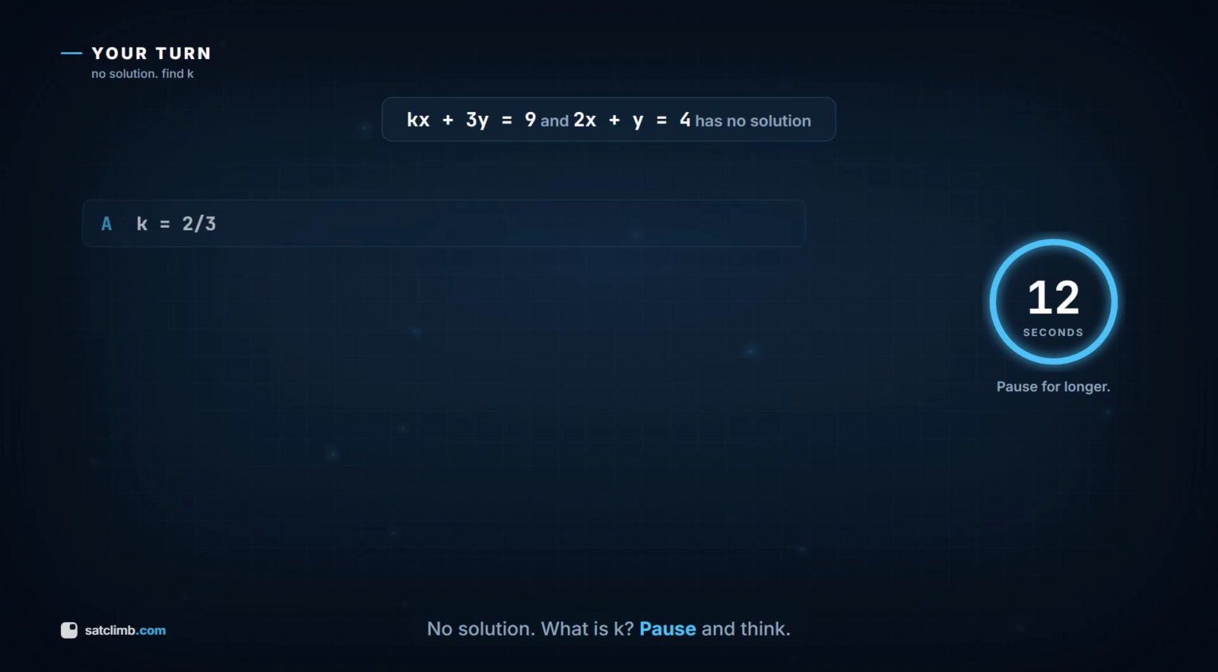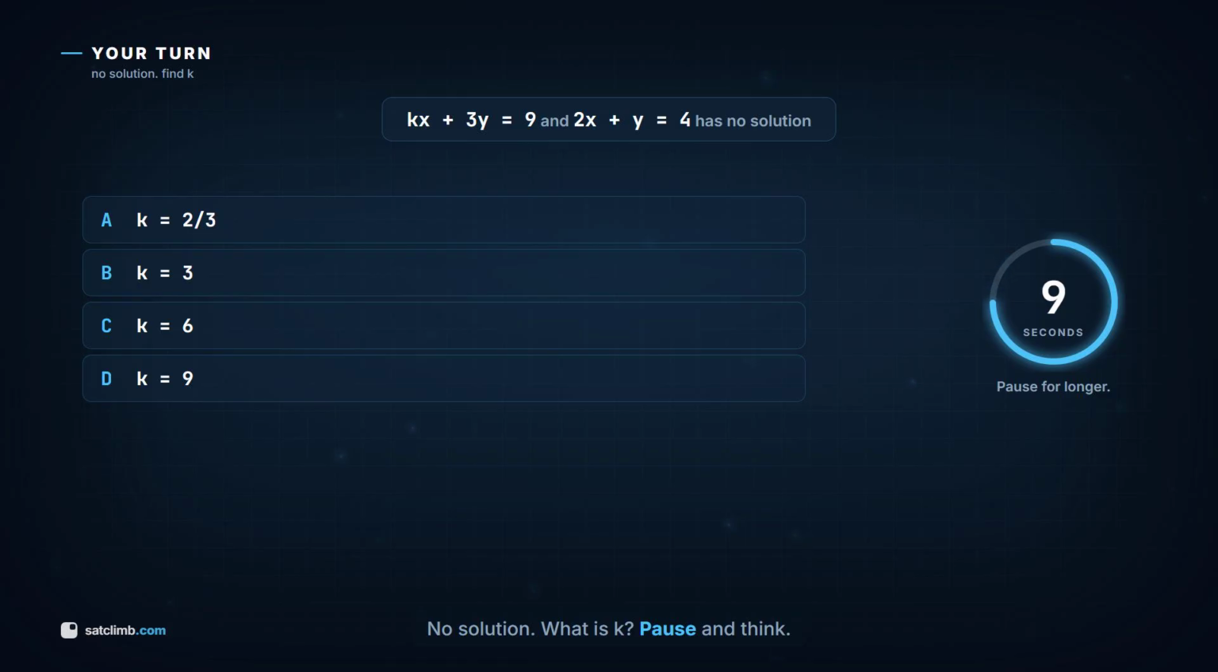Your turn. Kx plus 3y equals 9 and 2x plus y equals 4. The system has no solution. What is k? Pause and think.